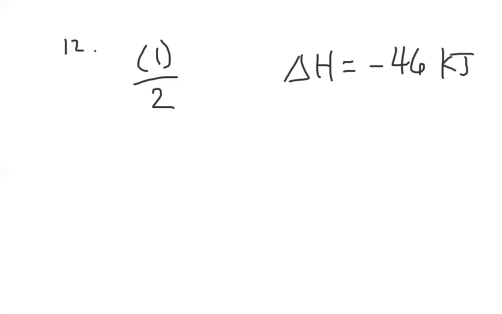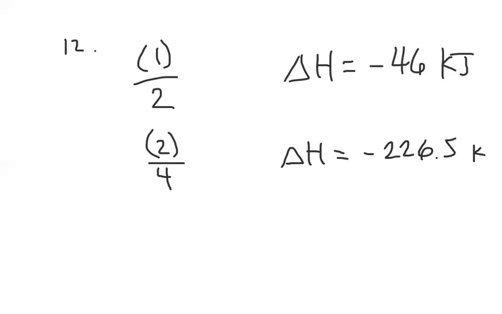to negative 46 kilojoules. We're going to take our number 2 step and we're going to have to use that in order to get the 1 NO molecule on the right. So we're going to have to divide it by 4 because that reaction has 4 of them and we only need 1. So delta H will also divide by 4. And so negative 906 divided by 4, we get negative 226.5 kilojoules.